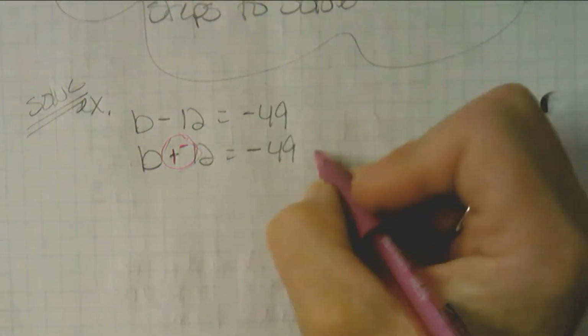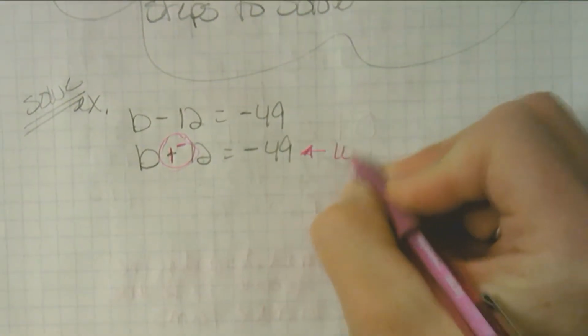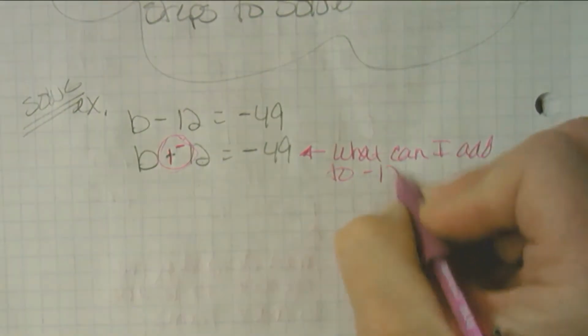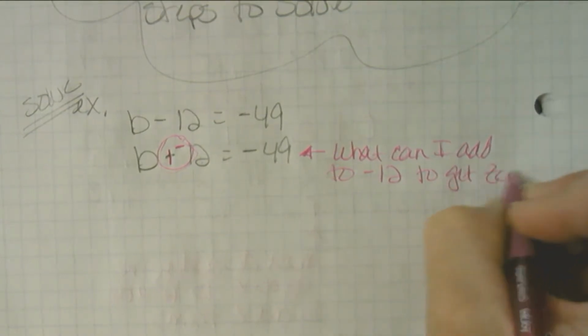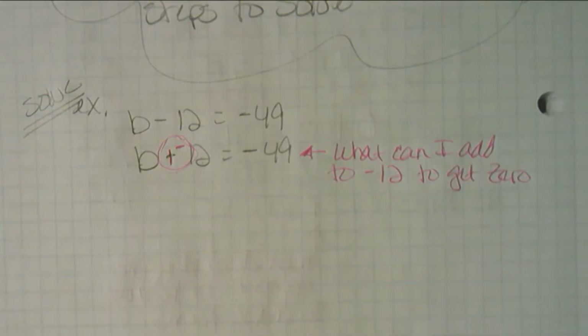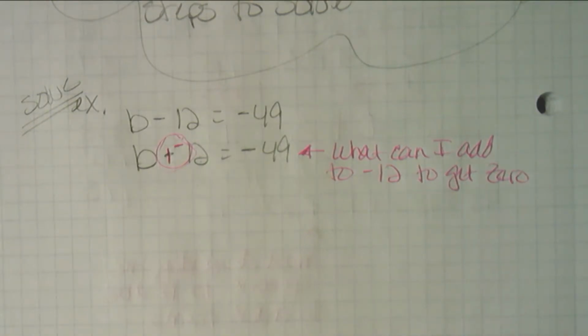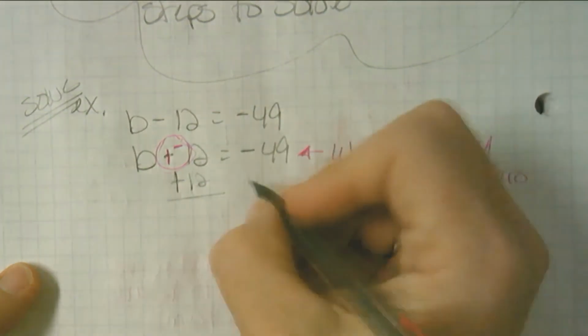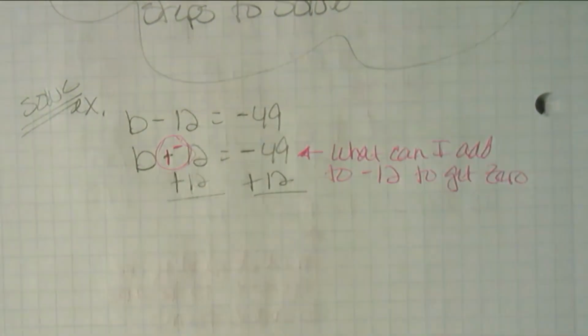All right, now at this step, what you're saying to yourself is, what can I add to negative 12 to get 0? What can I add to a negative 12 to get 0? Wesley? What can I add to a negative 12 to make it 0? Christiana? A positive 12. So once I do that adding the opposite, then I've created the equations that we've been doing for the past 2 days. And now you just follow the same steps.